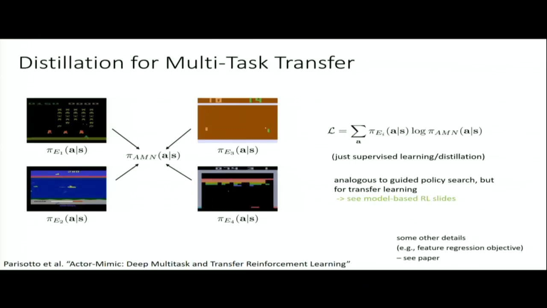And then there are a few other details in which the actor-mimic paper and the policy distillation paper differ a little bit. Like they have a kind of a funny feature regression objective, so I won't get into that too much, but you can see the paper for the details. So there's a little more to it than that, but the high-level idea is on this slide.